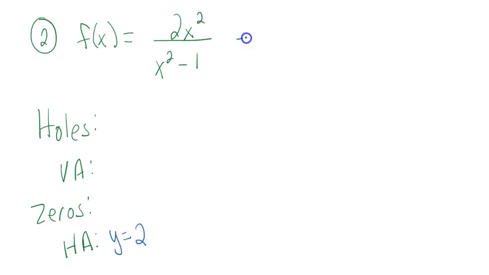Before I do the other stuff, I want to factor. The top doesn't factor. The bottom is a difference of perfect squares. I'm not sure why I wrote 2. I was thinking about that 2 on top.